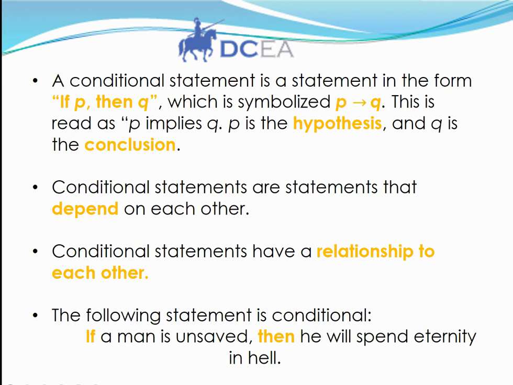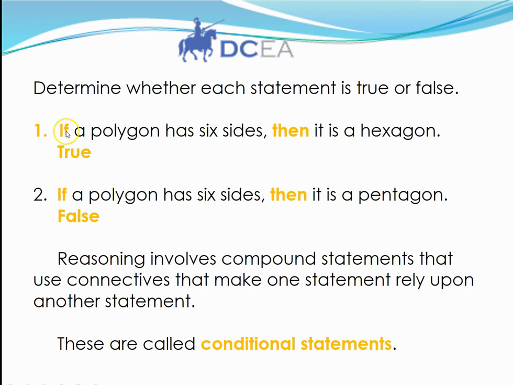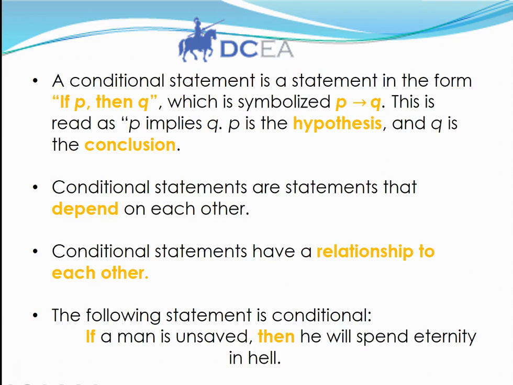Let's return to that last slide. So if a polygon has 6 sides is the hypothesis, then it is a hexagon is the conclusion. Conditional statements are statements that depend on each other. Conditional statements have a relationship to each other. The following statement is conditional.